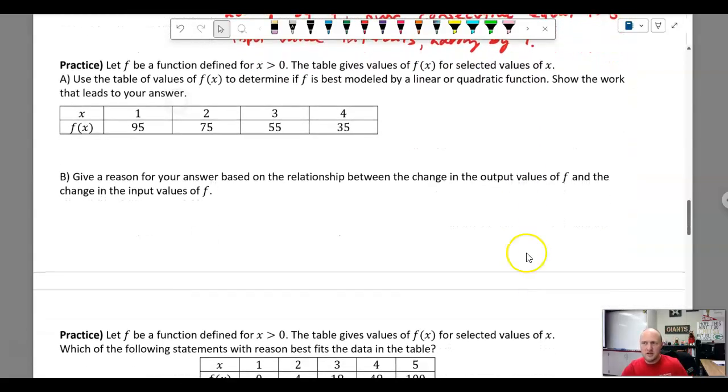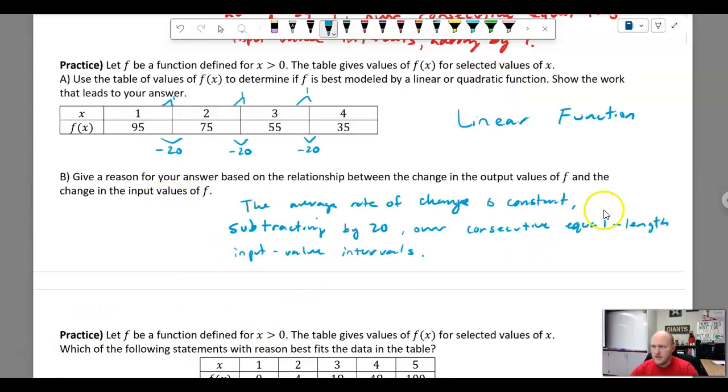Okay, here is a practice problem. Please go ahead, pause me. I want you guys to answer both of these questions. So what type of function, linear or quadratic, and then give a reason. Okay, here we go. This is a linear function. Your output values are subtracting by 20, so your average rate of change is constant, over consecutive equal length input value intervals, where you are adding by 1. Okay? All right, did you get it?